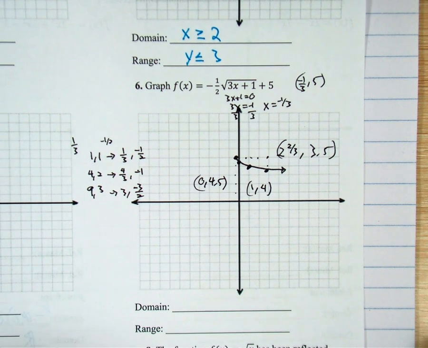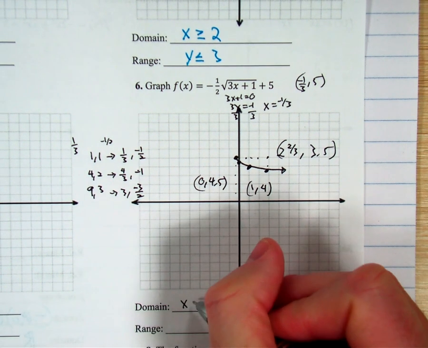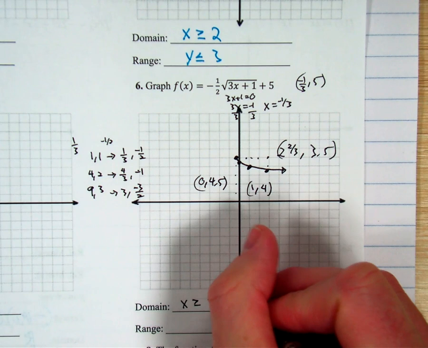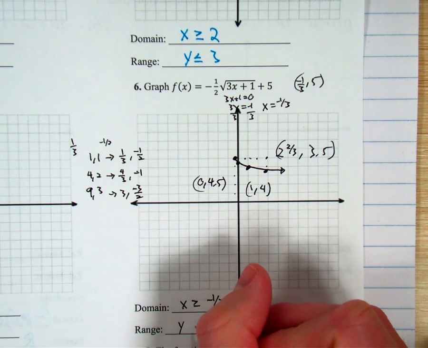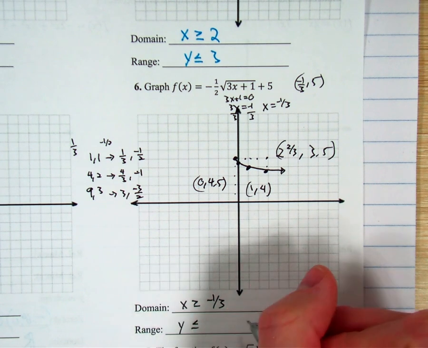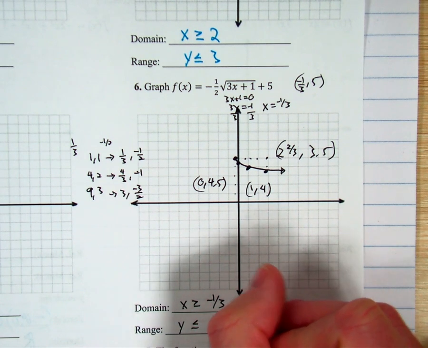Okay. Domain, we're going to the right, so x's are greater than or equal to negative 1/3. Range, our y's are going down again, less than or equal to 5.